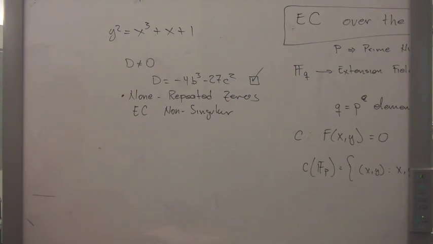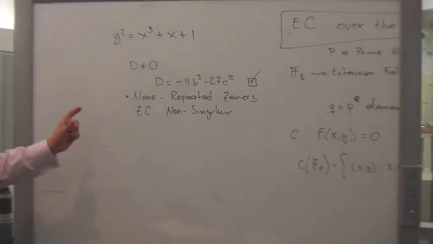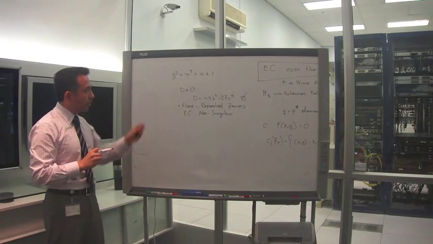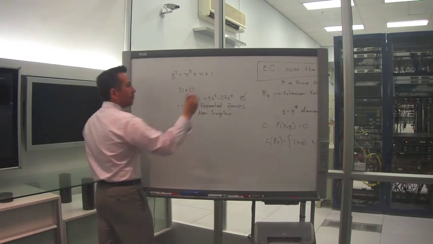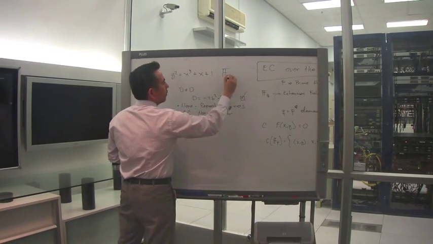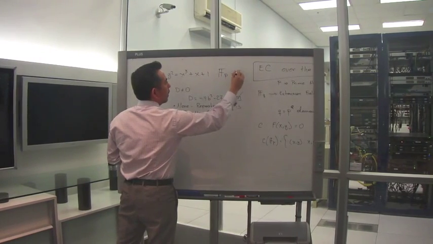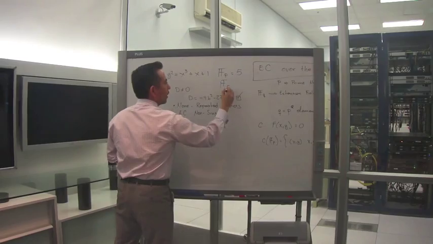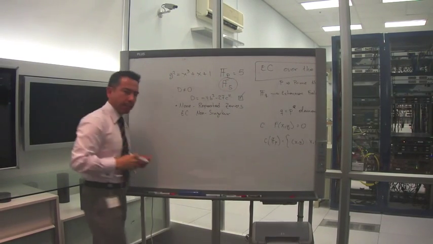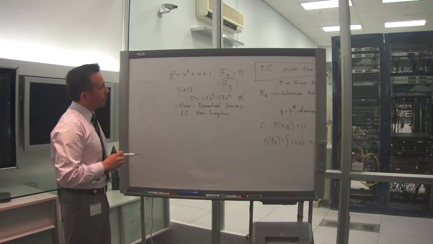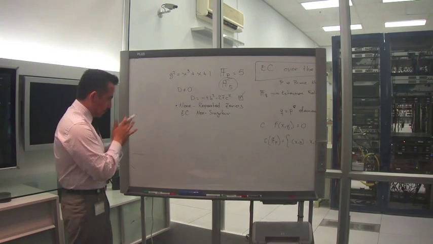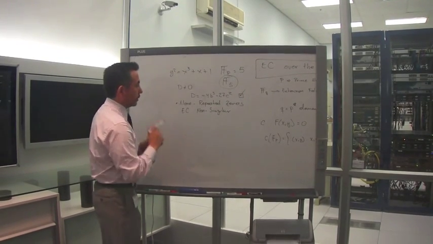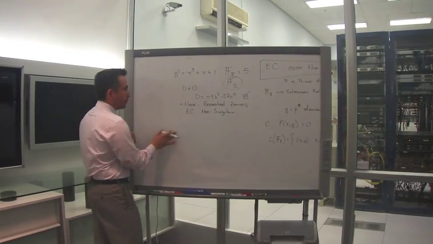Now let's say that I wanted to find this set of rational points for this curve in the finite field of p equal to 5. So say finite field 5. 5 is a prime number, right? Okay, so how do I do that? Okay, perfect. This is the good part.